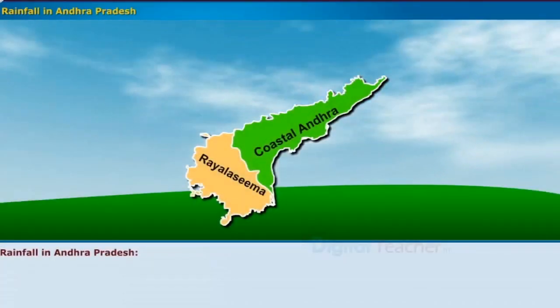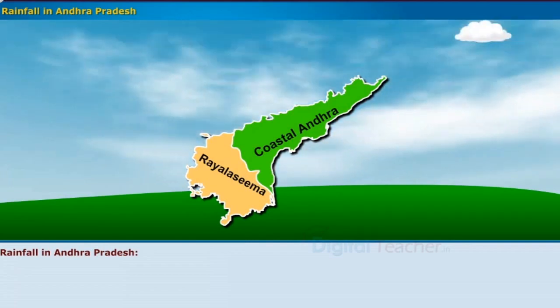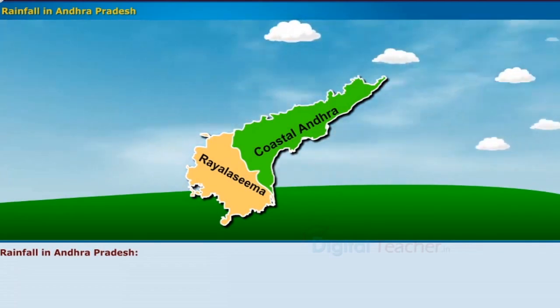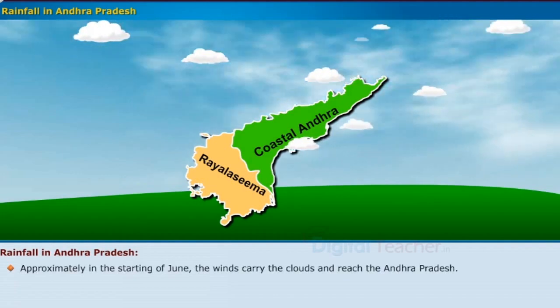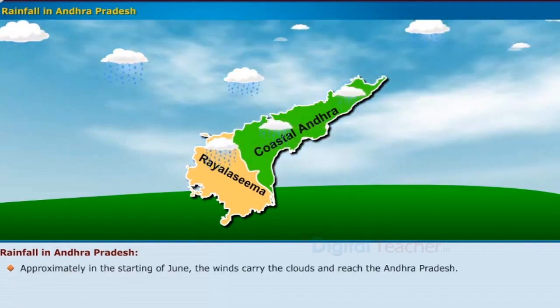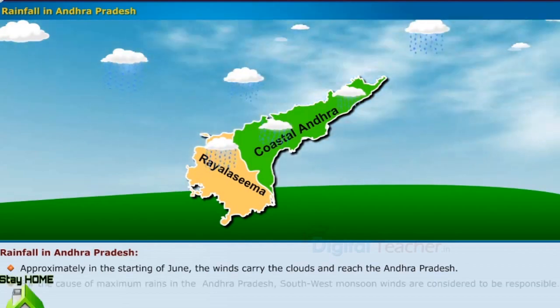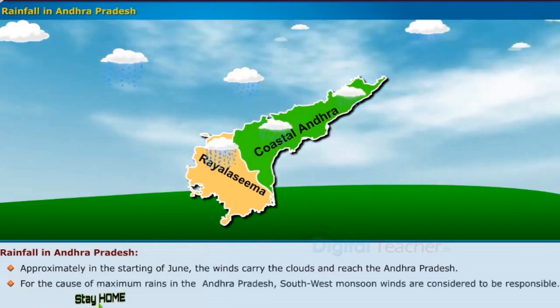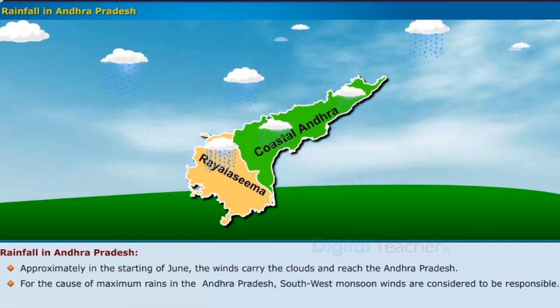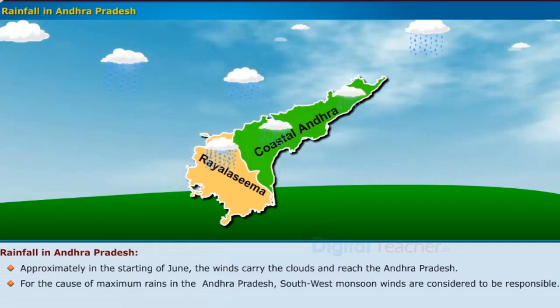Rainfall in Andhra Pradesh. Now, let us know about the rainfall in Andhra Pradesh. Approximately in the starting of June, the winds carry the clouds and reach Andhra Pradesh. For the cause of maximum rains in Andhra Pradesh, southwest monsoon winds are considered to be responsible.